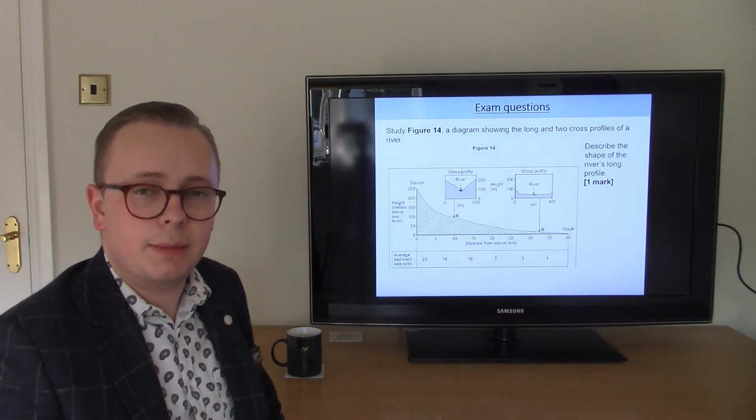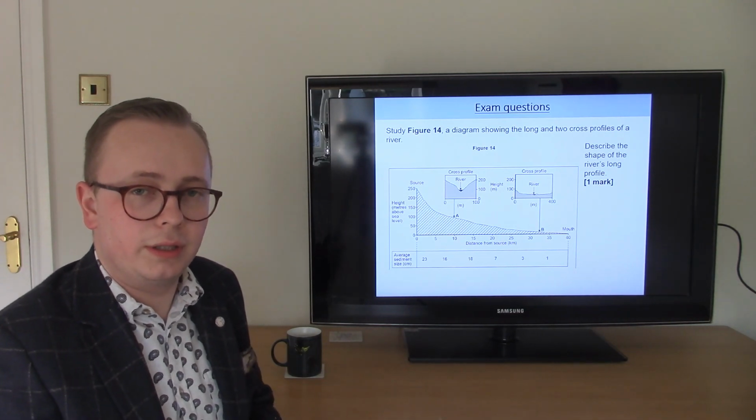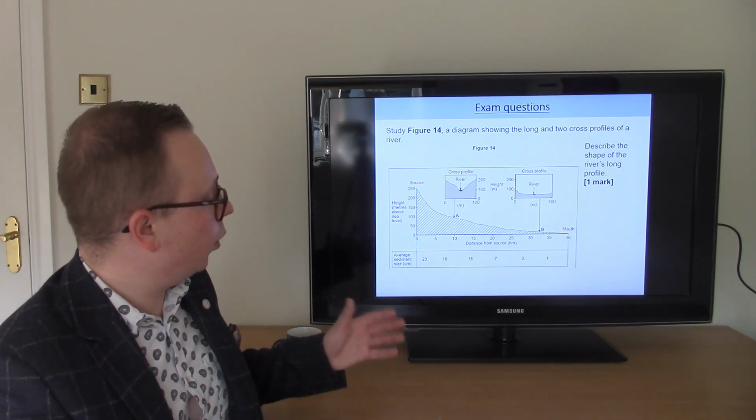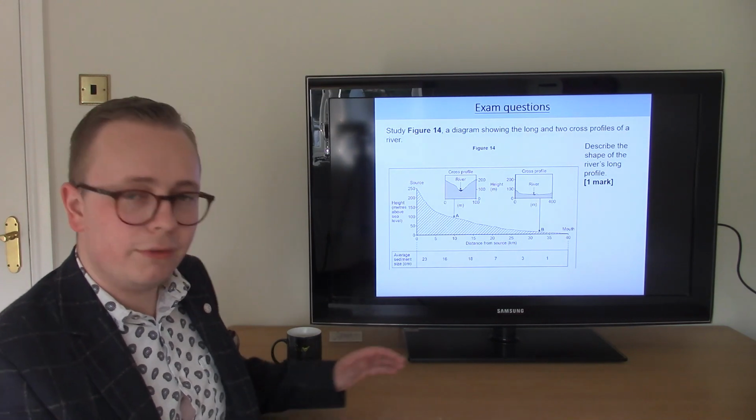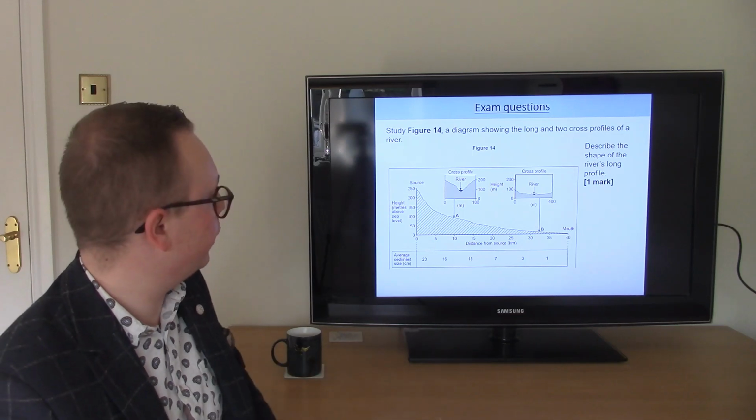So we'll look at a couple of exam questions. This is not a topic we've seen many larger questions appear in the exam papers so far. Here's one example of a short answer question though. We've been given a figure 14. It's a diagram showing the long profile and two cross profiles of a river.